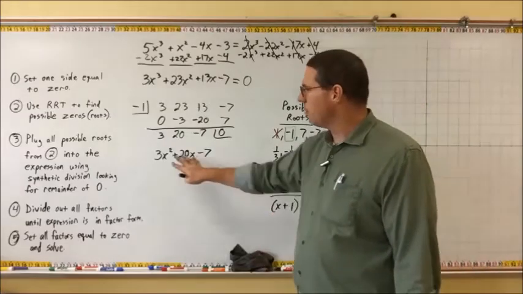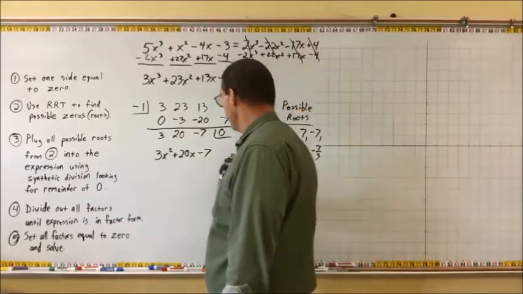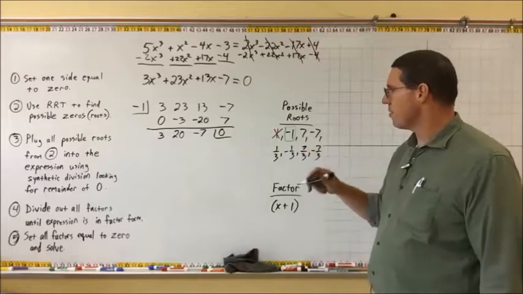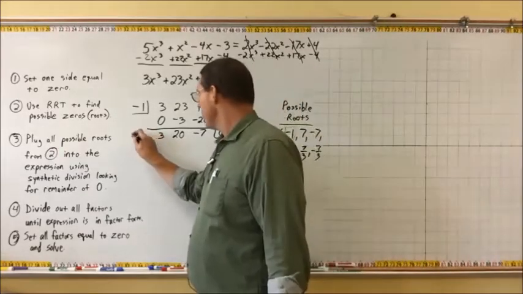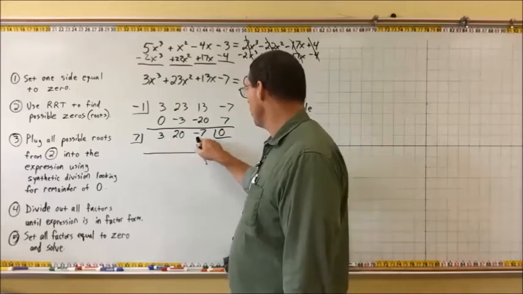Okay? But I don't want to do that. That's not fun right now. Right now, we're doing synthetic division. So let's stay with the 3, the 20, and the negative 7. We're going to try positive 7. So I'm going to put 7 in a half box. I'm going to draw a line here. We're only using these 3 numbers.